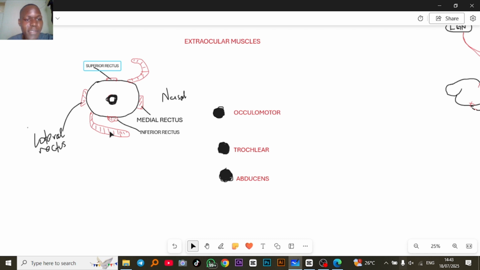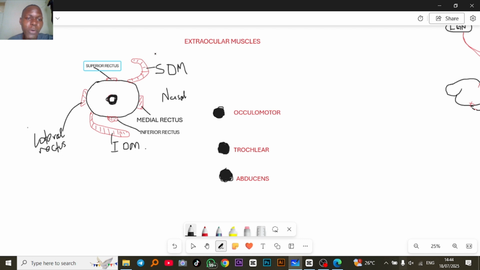Then we can see these other two muscles that are moving sideways. So these are called oblique muscles. So this will be called the superior oblique muscle. And this will be called the inferior oblique muscle. Or someone can call this the superior oblique, and then this just the inferior oblique.